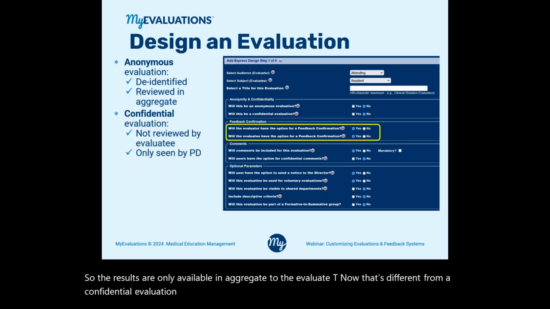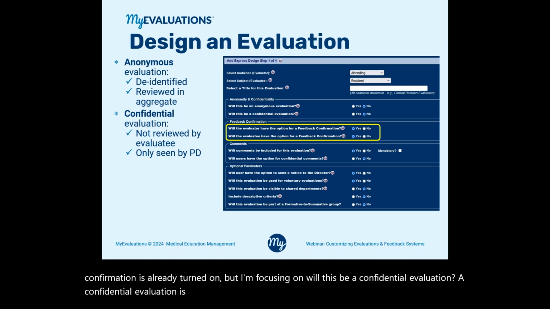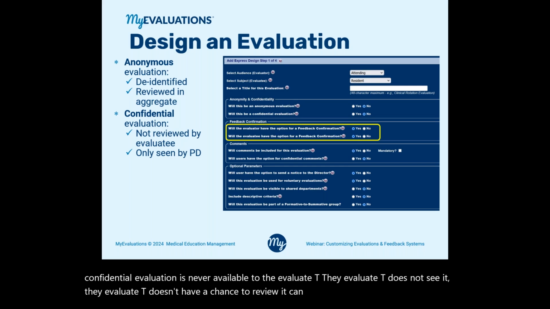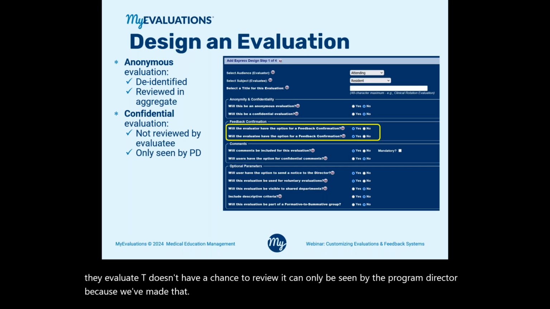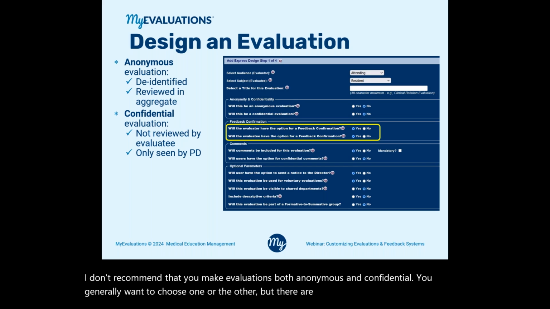With a confidential evaluation, and I'm sorry, the feedback confirmation is already turned on, but I'm focusing on, will this be a confidential evaluation? A confidential evaluation is never available to the evaluatee. The evaluatee does not see it. The evaluatee doesn't have a chance to review it. It can only be seen by the program director because we've made that evaluation confidential. I don't recommend that you make evaluations both anonymous and confidential. You generally want to choose one or the other, but there are always exceptions to the rule.